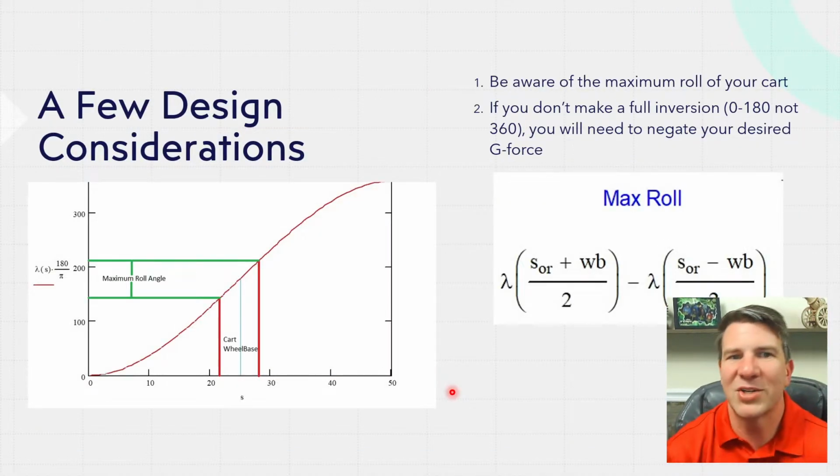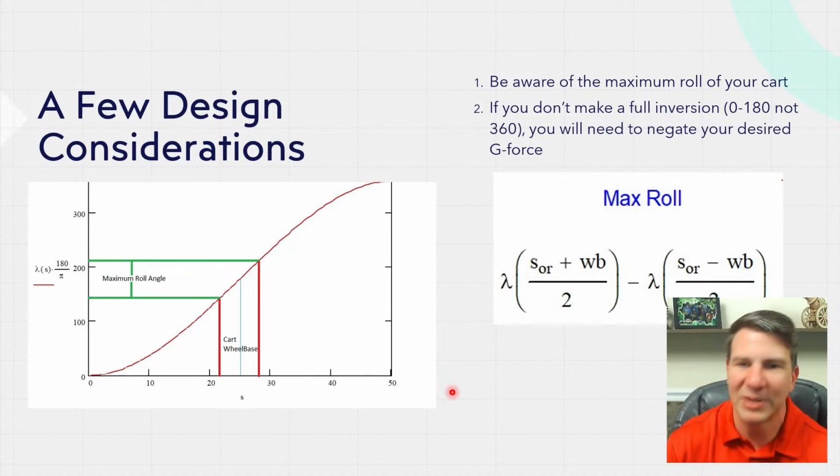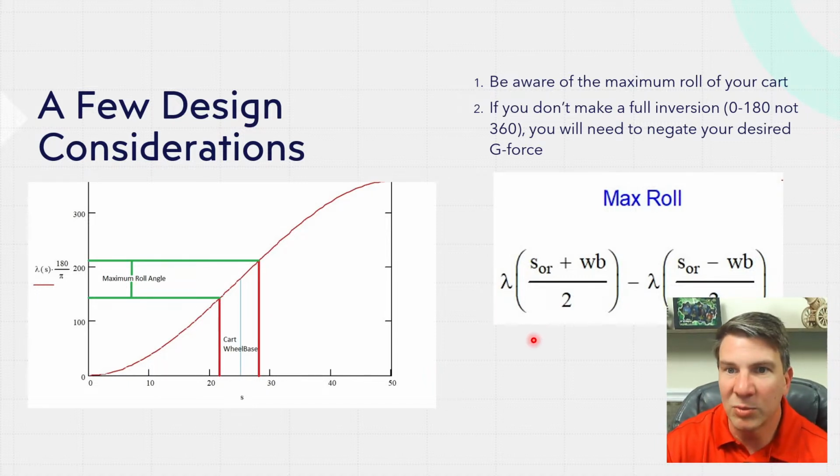All right, so some interesting design considerations here as we're getting towards the wrap up. We've got to make sure that our cart can handle our roll. So our maximum roll is going to be in the center at 180 degrees if we're doing a full 360 degrees. So that'll be half of our roll angle.